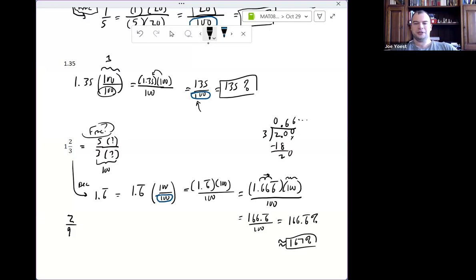Right, 166.6 rounded to the nearest whole number. The next number over to the right, the tenths place, is 5 or more, so we round up. We get rid of all of the tenths place and below, we make those all zeros, and we increment our units place. The 6 goes up to a 7. So this is about 167%, or it's exactly 166.6 repeating percent.